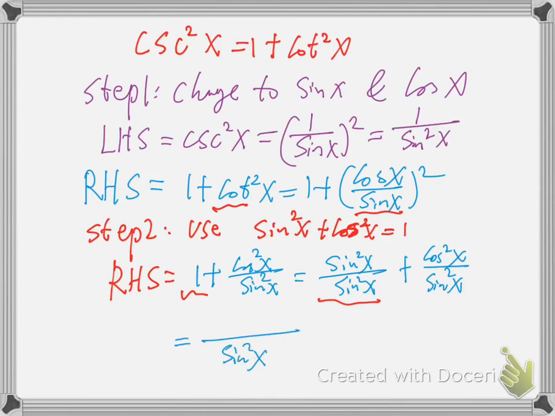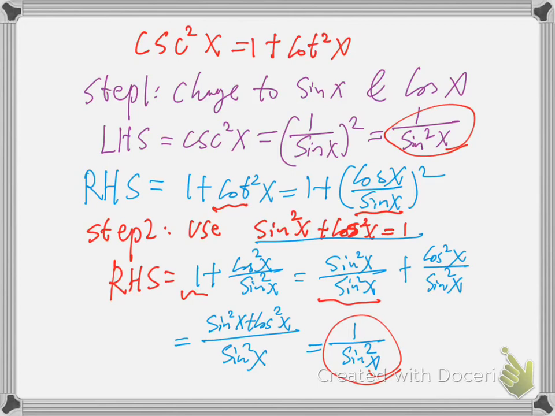The denominator is sine squared, so the numerator is sine squared plus cosine squared. You see what the numerator is? Pythagorean theorem, right? So the numerator is 1, giving 1 over sine squared. Now you look at the left-hand side and the right-hand side. They are exactly the same. So we prove the identity. Left is equal to right.